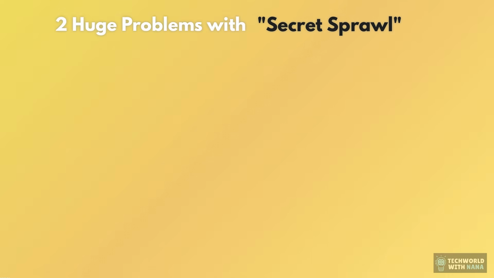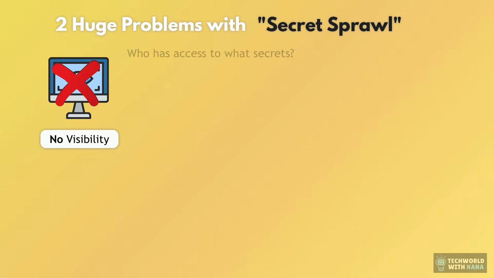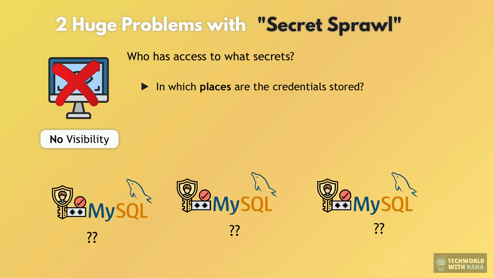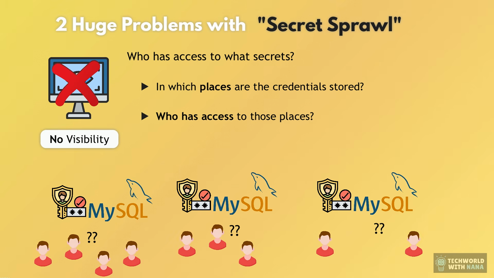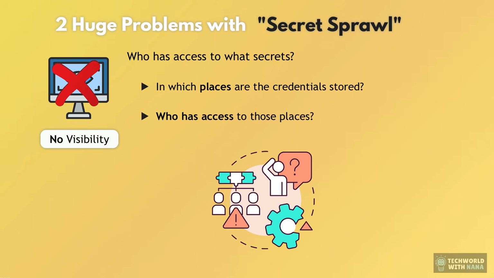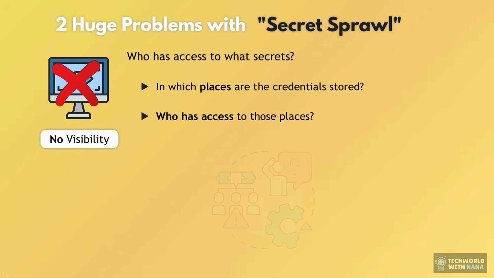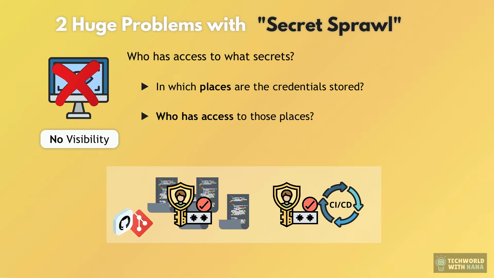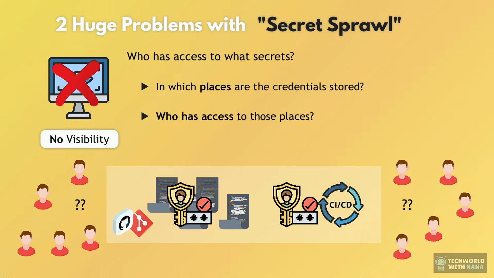There are two huge problems with secret sprawl. First of all, you have no visibility of who has access to what secrets. Like, what are all the places where we have MySQL database credentials and who has access to those places? It's really hard to know when those credentials are literally just spread around everywhere. If we have secrets in Git repository, either in code or pipeline configuration, again, who has access to the repository itself? Like everyone in the organization, specific teams, specific team members.